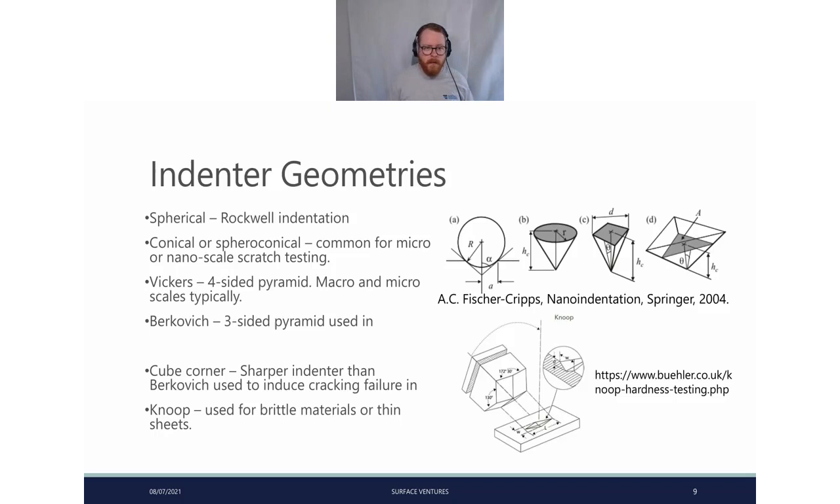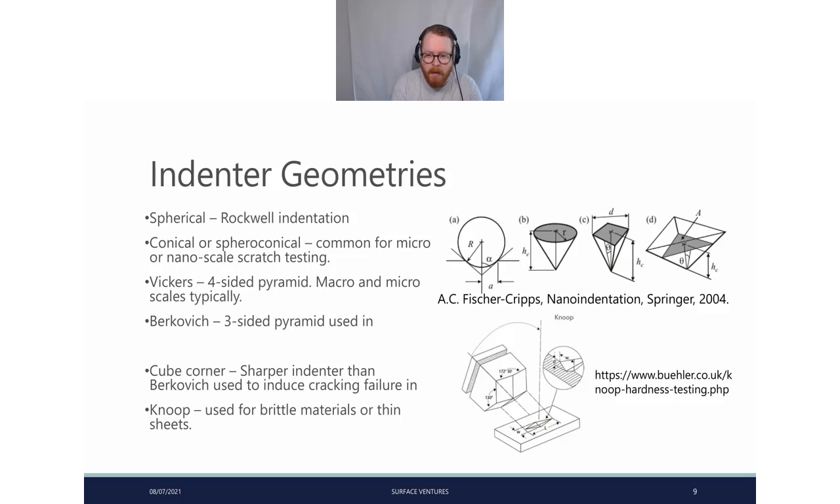A lot of these are used in different things. We have spherical, which is our typical Rockwell indenter. This would either be made of steel or tungsten carbide for an actual Rockwell indenter. Conical or spheroconical, so essentially either having a sharp cone or a cone that is ended with a sphere of a known radius. Most often you would see this for micro and nanoscale scratch testing, although you can perform indents with this as well. There's a Vickers, which is our four-sided pyramid, typically used on the macro and micro scales.